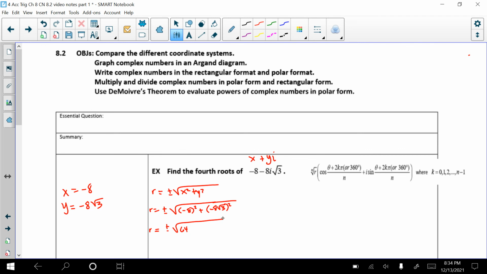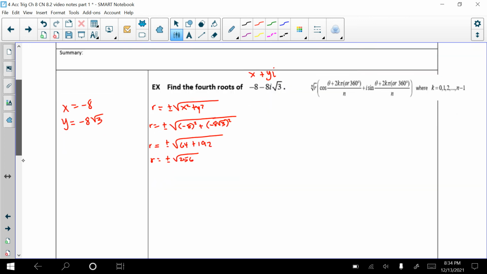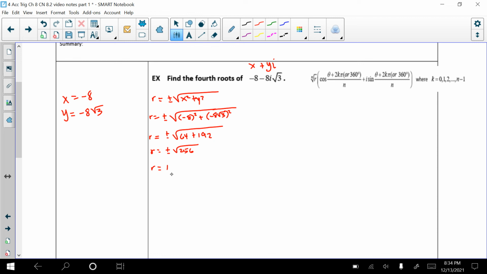And then -8 squared, that'd be positive 64. Radical 3 squared is 3. So 64 times 3 for that term is 192. Okay, add that to this first 64, and we get plus or minus square root of 256. I hope you recognize that is one of our perfect square roots, which is simply plus or minus 16.